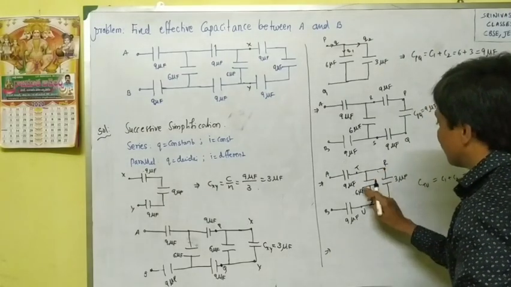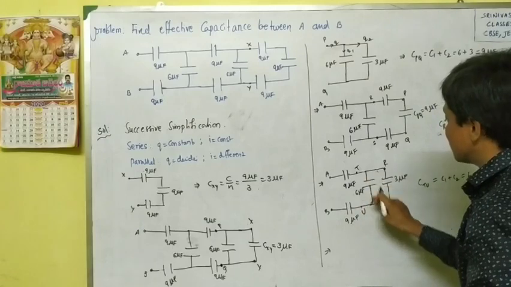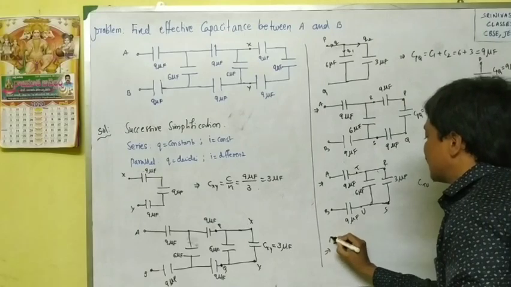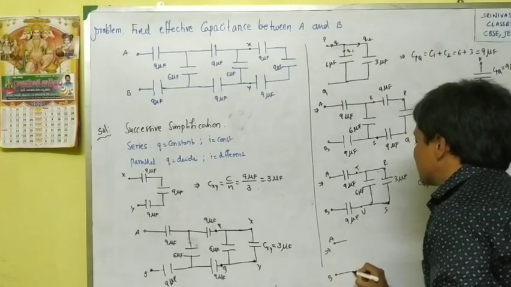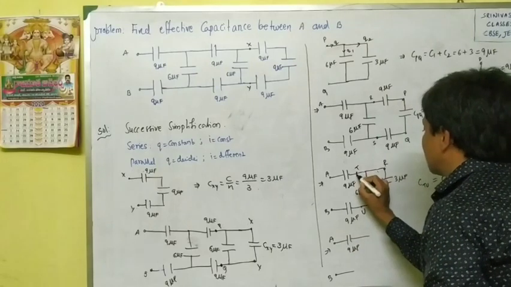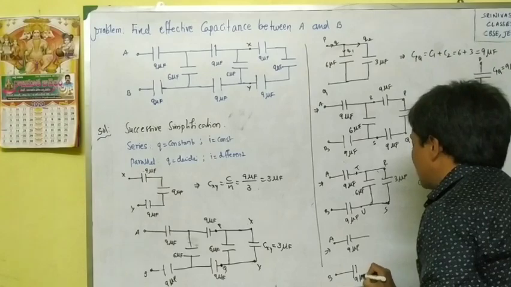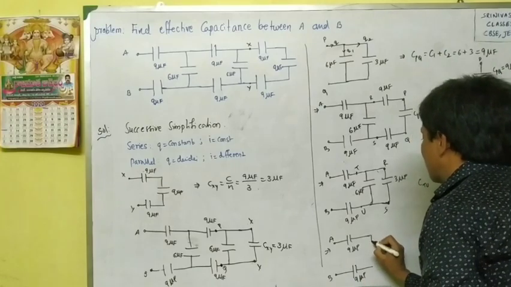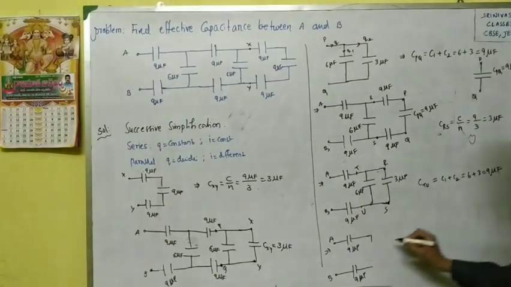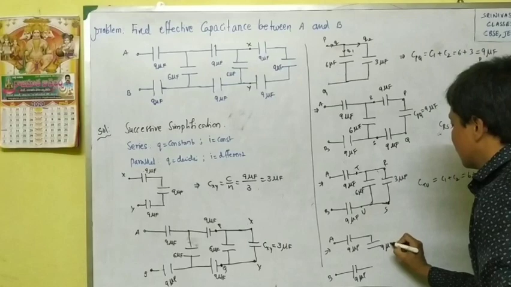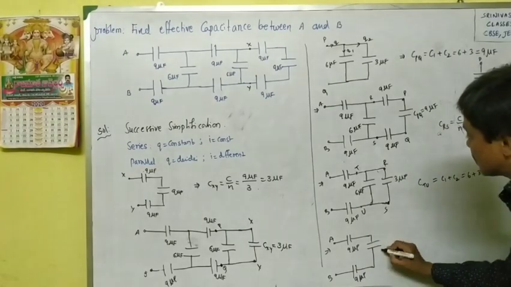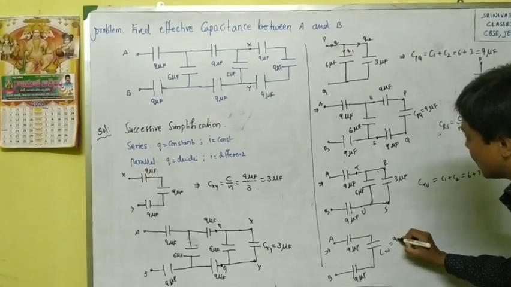Again redraw this diagram. Between T and U we will take this part, and these two are in parallel combination, same as this one. Then what you will get? Again redraw the diagram. A and B, effective capacitance between A and B. This is 9 microfarad, and this here also 9 microfarad is there. Between T and U we have effective capacitance 9 microfarad, right? Here we got the effective capacitance CTU as 9 microfarad.